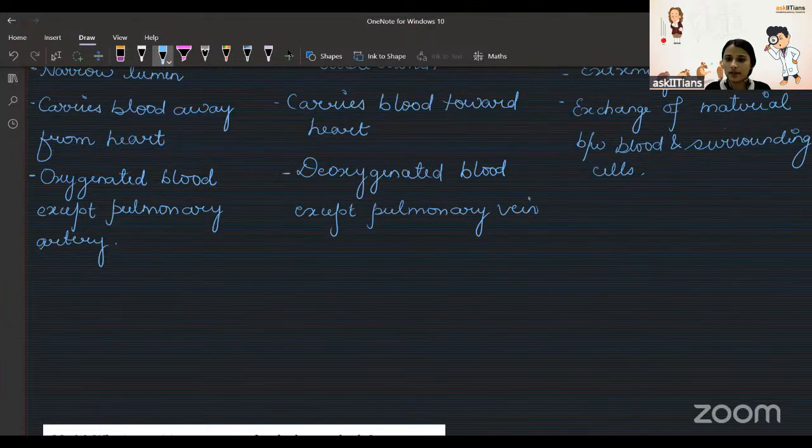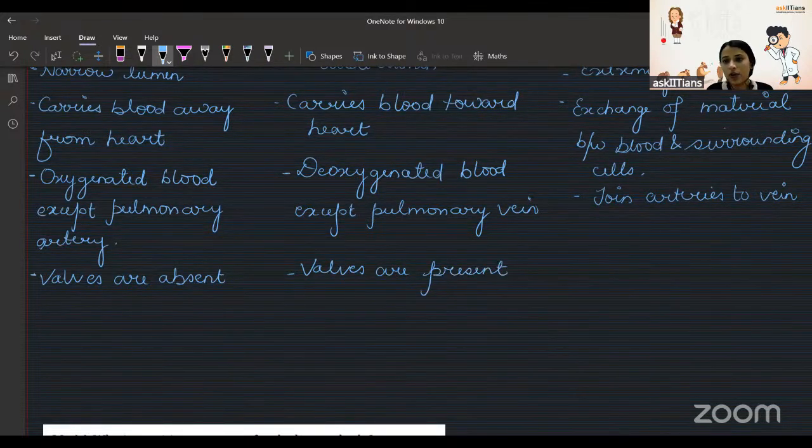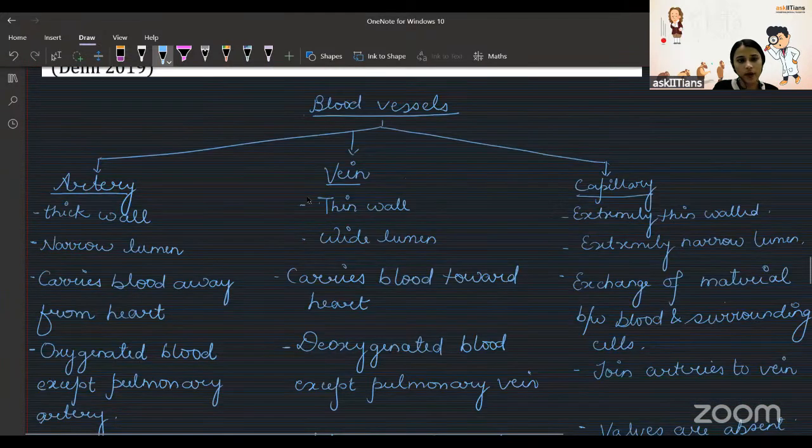Okay. And these capillaries basically join arteries to vein, right? It joins arteries to vein. Okay. And there is one more difference you can write, that is, in arteries, valves are absent, but in veins, valves are present, right? And in your capillaries also, these valves are absent. Okay. So here I have covered all the points. Okay.